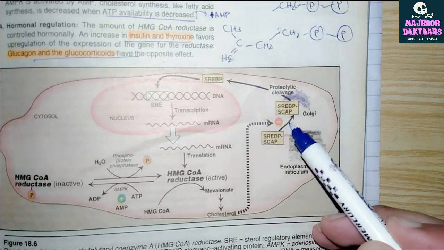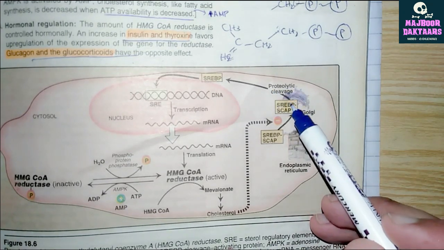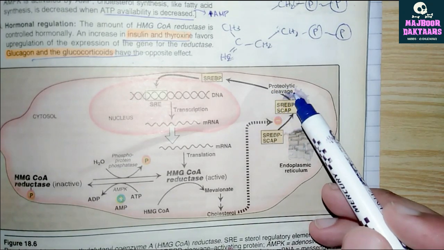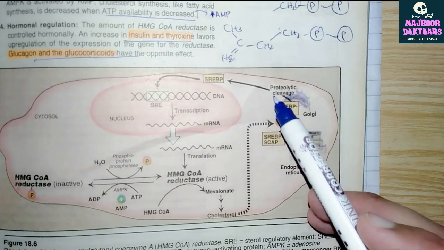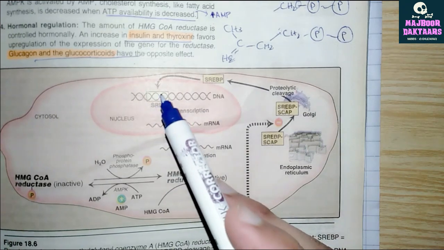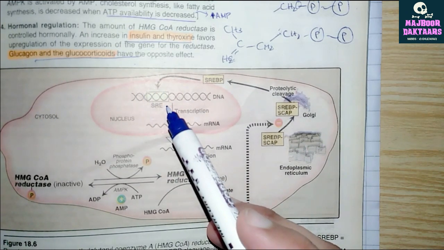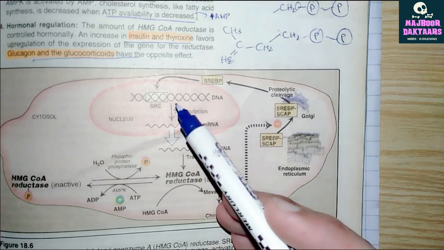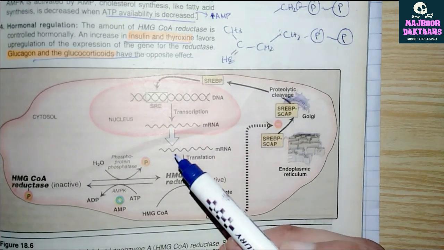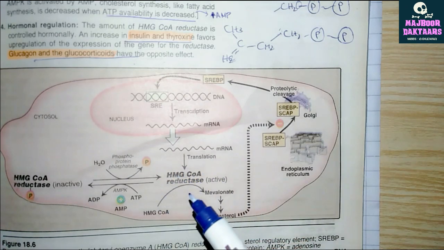Now this complex moves toward the Golgi apparatus, where proteolytic cleavage of the SREBP occurs. So this cleaved SREBP moves inside the nucleus and binds with the sterol regulatory element on the DNA, which initiates transcription and translation and causes the production of HMG-CoA reductase.